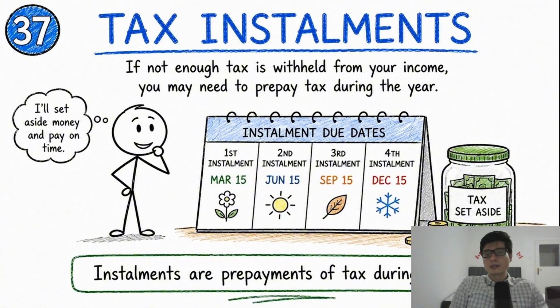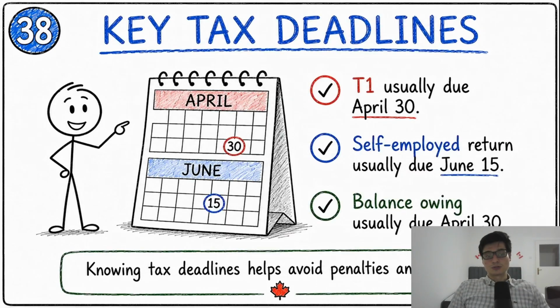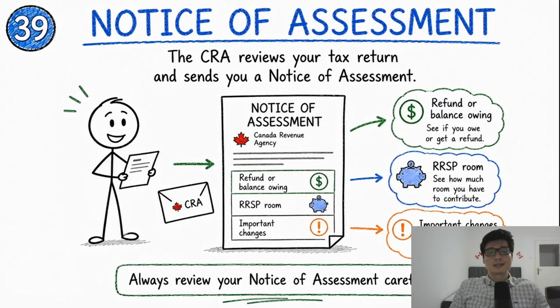If you are owing money over $3,000 in the year, then you're going to have installments that you're going to have to pay. First installment is March 15th, second June 15th, September 15th is the third one, and December 15th for the fourth one. So you actually have to pay the CRA in the future. So the key dates to consider is that your T1 is usually due April 30th, your self-employed income is due June 15th, and all your balance owing, if you're a regular employee, is April 30th. Even every single person, it's due April 30th.